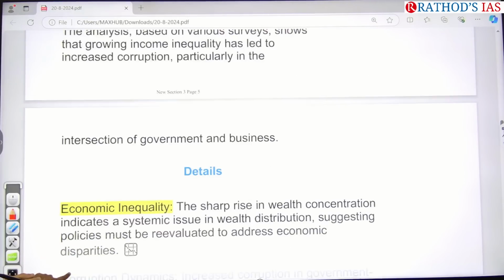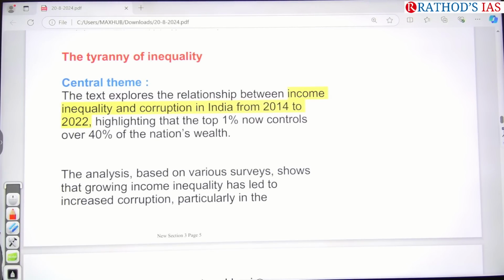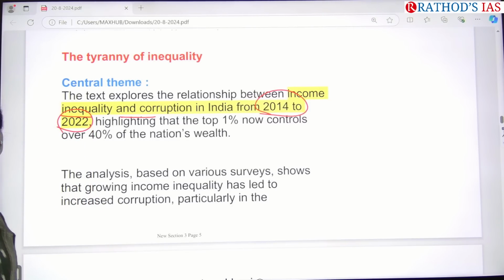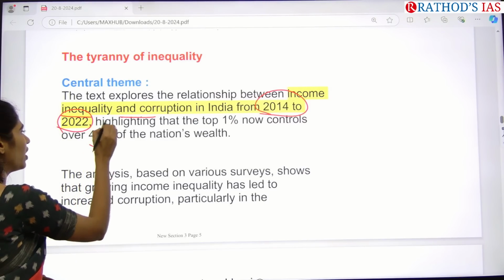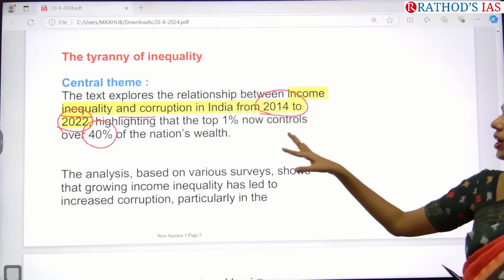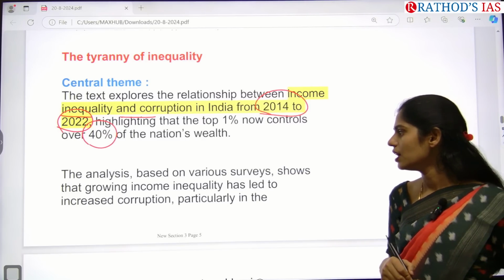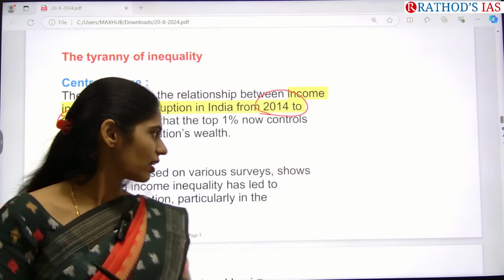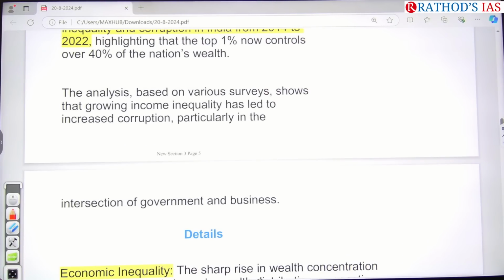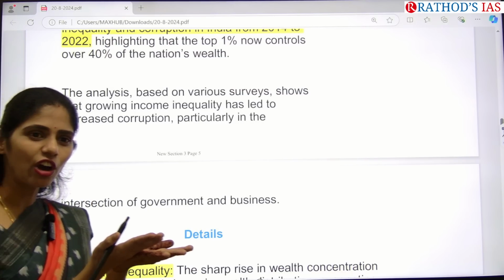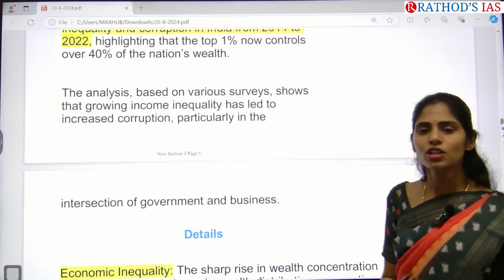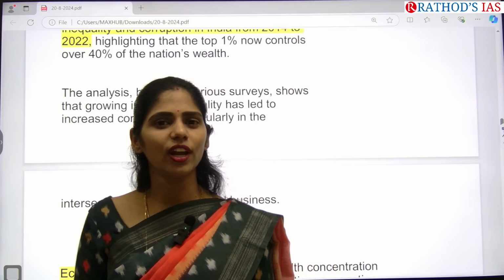So this article is saying that the relationship between income, inequality and corruption in India from 2014 to 2022 shows that the top 1% of people are now controlling 40% of national wealth. Whatever wealth our nation has, 1% of people are holding 40% of it. This analysis is based on different surveys and data. The reason is increased corruption, particularly where there is a junction of government and business. Whenever business has a nexus with political people, corruption happens. So because of increased corruption, there is increased economic inequality in our country.